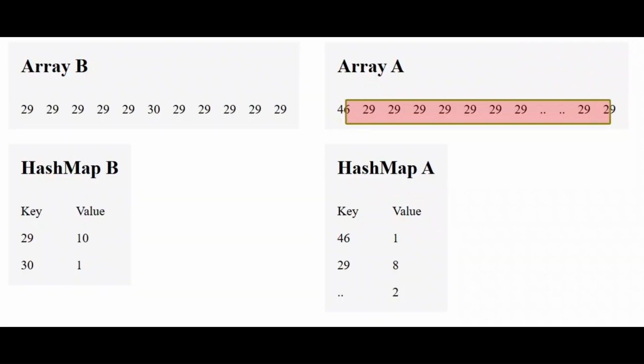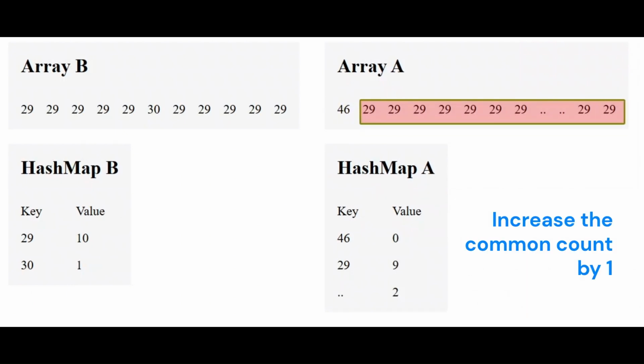Let's say that the new element is 29. In B, 29 is present 10 times. In A, 29 was present 8 times, but after adding the new element into the window, 29 is present 9 times, which means that the new 29 is actually contributing and increasing the common count, and hence we will increase the common count by 1.